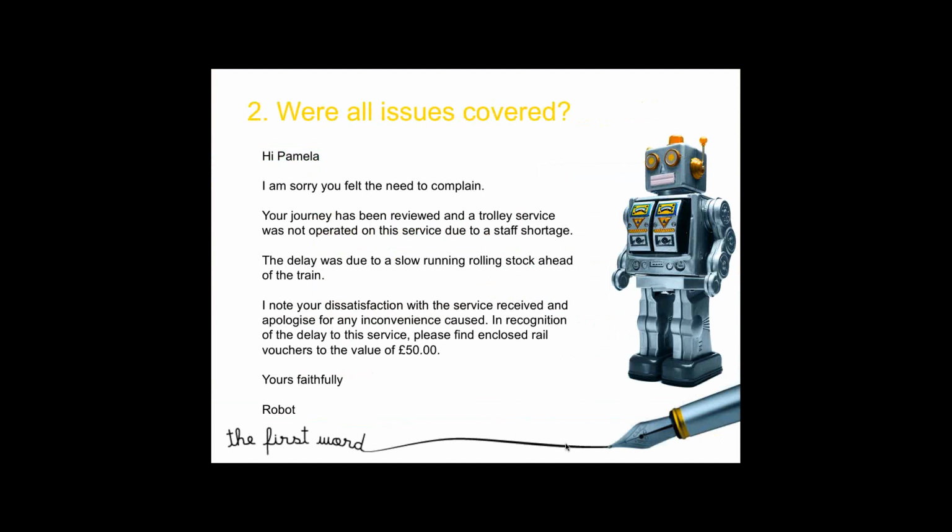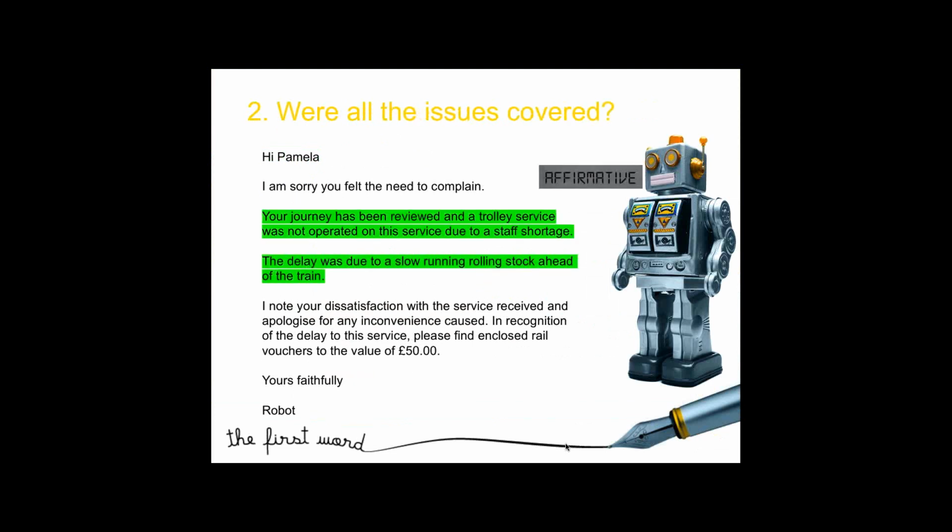Question 2, were all the issues covered? And this is something that's really, really common in quality assessments. There is a real need to make sure that we've answered all the questions, and that's good, but it doesn't go far enough. So there were 2 issues in this email, and one was the lack of a trolley service, and 2 was a delay. Did the robot answer them? Well, yes, he has covered both of the issues. Whether he's covered them in the way that Mrs. Hanley wanted is another question.